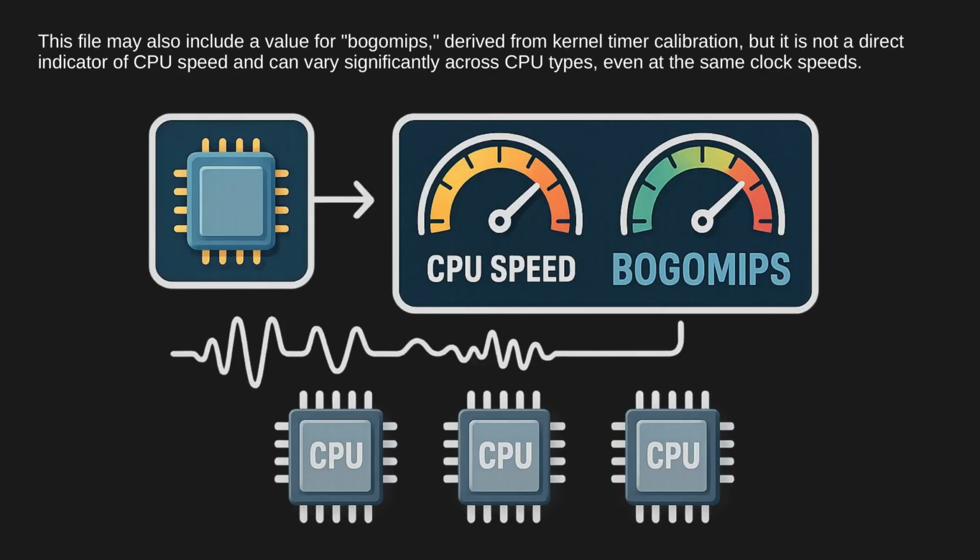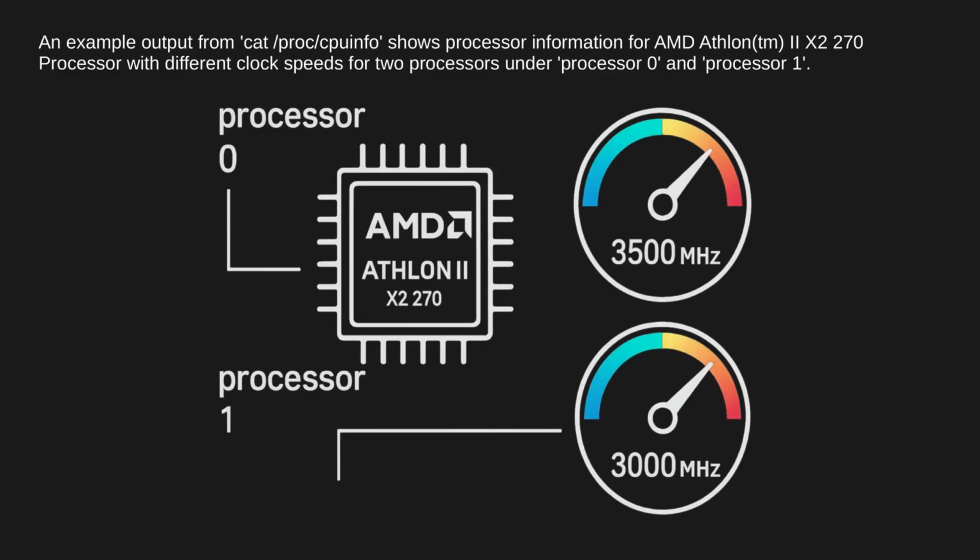This file may also include a value for bogomips, derived from kernel timer calibration, but it is not a direct indicator of CPU speed and can vary significantly across CPU types, even at the same clock speeds. An example output from cat /proc/cpuinfo shows processor information for an AMD Athlon II X2 270 processor with different clock speeds for two processors under processor 0 and processor 1.